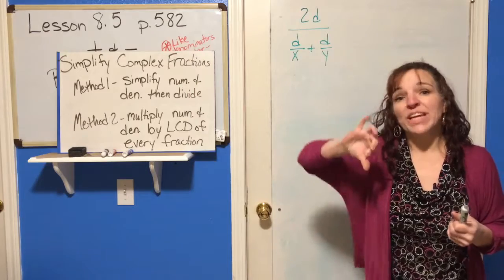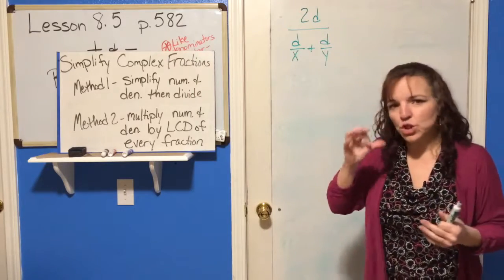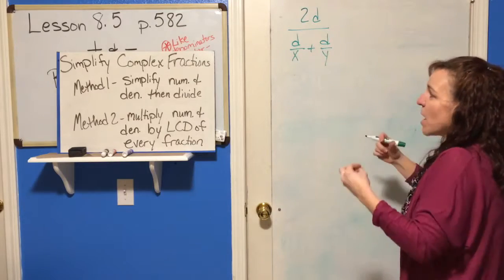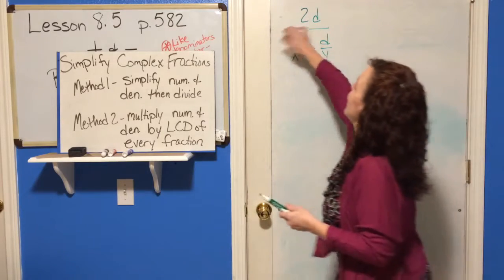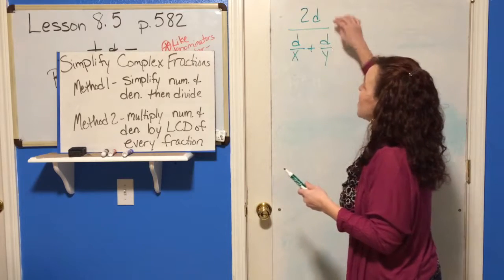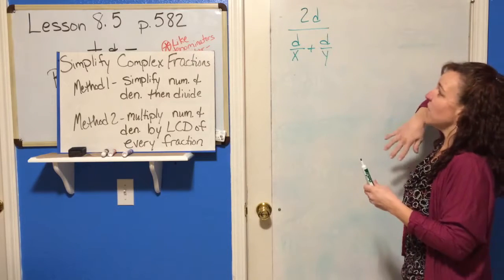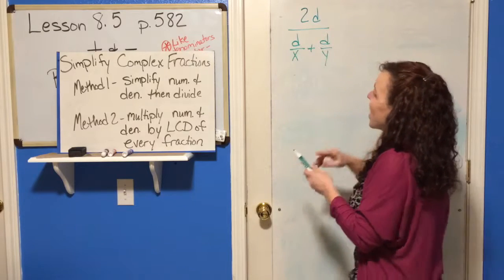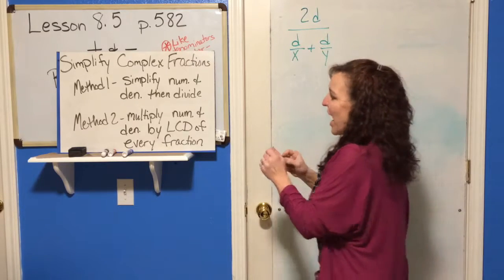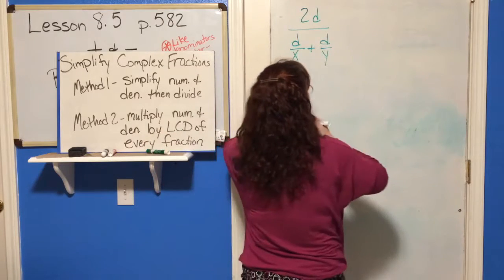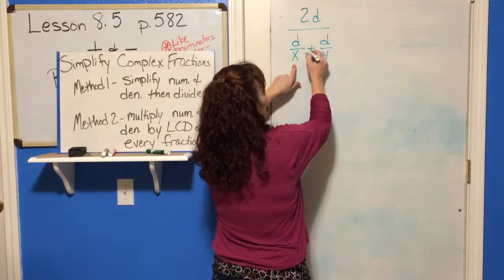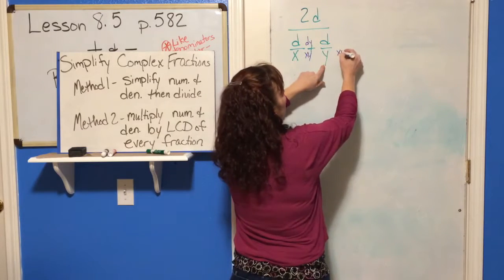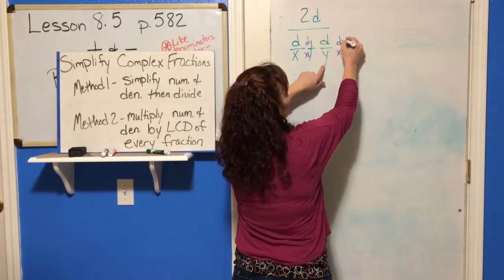Some types of problems are easier in different instances, so it's good to know both ways. The first way is to simplify the numerator, simplify the denominator, and then just divide, because this means this divided by that. So 2d is already simplified. If you want to simplify d over x plus d over y, you've got to get a common denominator. We know we've got an x and a y, so we want this to become xy, so we need to multiply by y. And we want this to become xy, so we need to multiply by x.